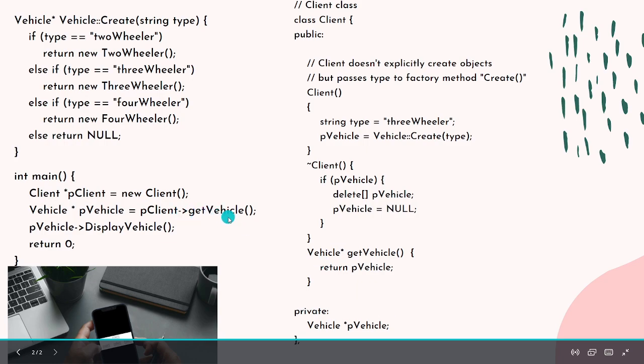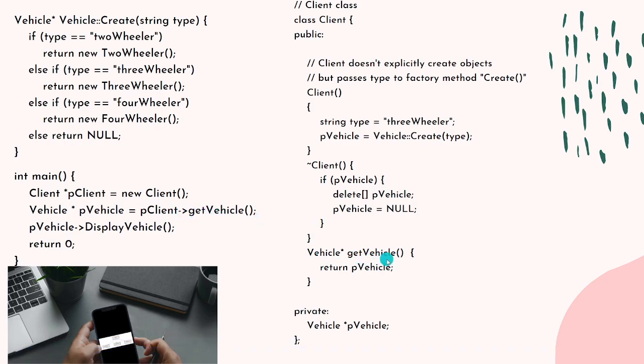Next we are calling get vehicle. That means inside get vehicle we are simply returning the P vehicle object, which holds the three-wheeler object now. Then we are trying to display the vehicle. That means it will display that it is a three-wheeler vehicle. That's that simple, guys.